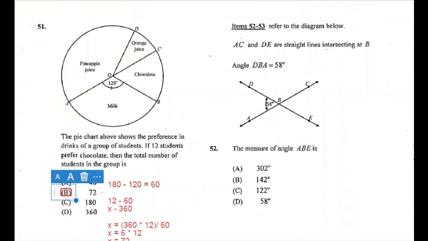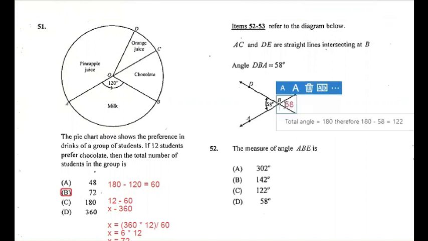52. AC and DE are straight lines intersecting at B. Angle DBA is 58 degrees, and as you know, opposite angles are equal. So therefore right here would also be 58. So let me just write that. So right here would be 58.